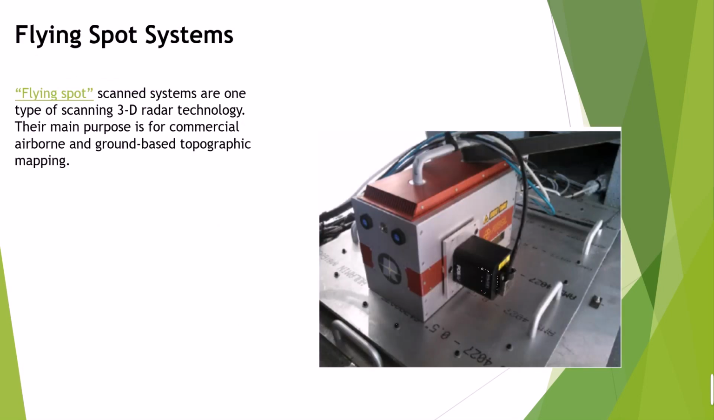Flying spot scan systems are one type of scanning 3D radar technology. Their main purpose is for commercial airborne and ground-based topographic mapping. Most of the systems use just one photosensitive component to receive signals. That is because multiple detector systems are expensive.